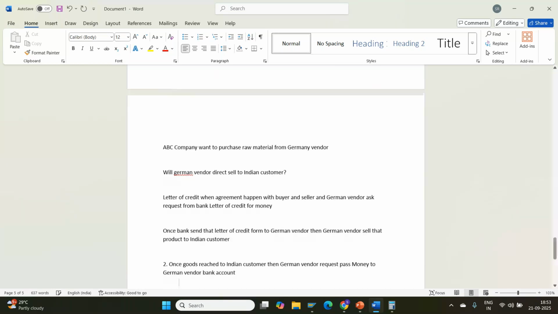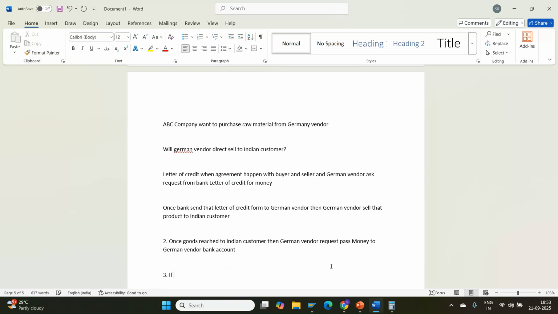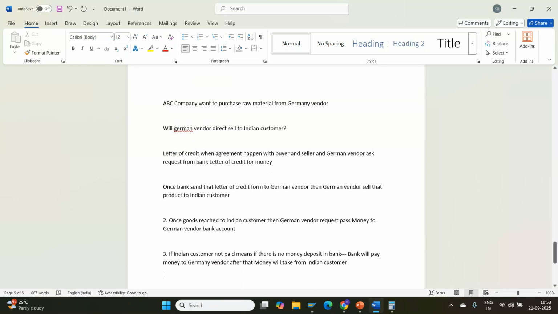Third point: if the Indian customer has not paid, which means there is no money deposited in the bank, what happens? The bank will pay money to the German vendor. After that, the money will be taken from the Indian customer. Okay, this is called trade finance.